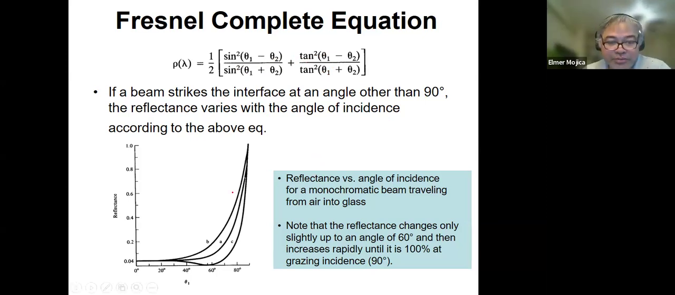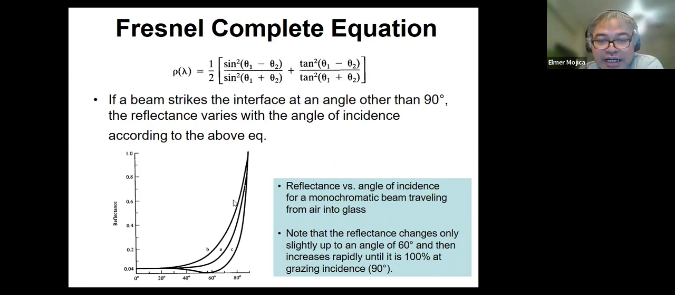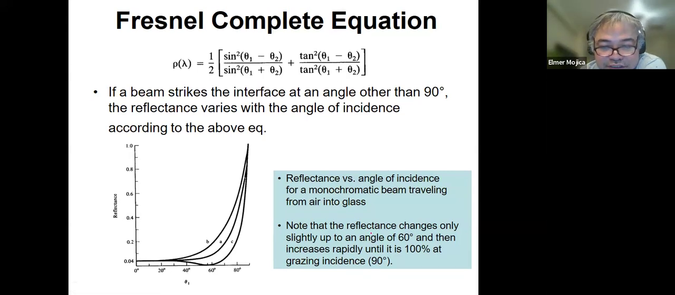And here we have a plot showing reflectance versus the angle of incidence for a monochromatic beam traveling from air, with refractive index equal to 1, into glass with refractive index 1.5. Note that the reflectance changes only slightly up to an angle of 60 degrees, and then increases rapidly until it is 100% at grazing incidence.